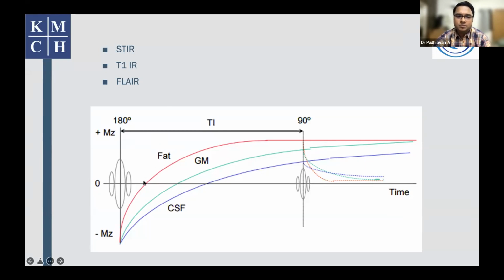So a spin echo sequence that is run at this point in time will produce an image with a contrast where the signal from fat is completely nulled.